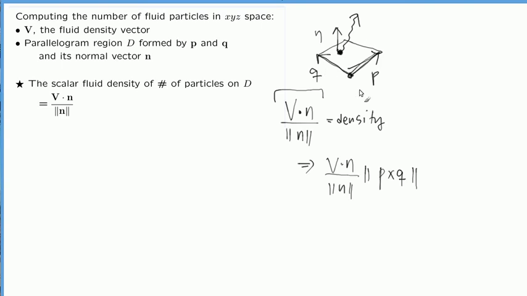Triple product. Remember that part. So that's the number of particles that pass through over how many seconds? One second. That's the formula. Alright, so I wrote it down.